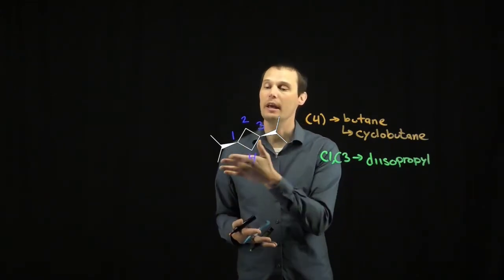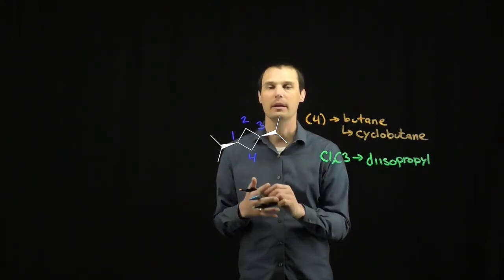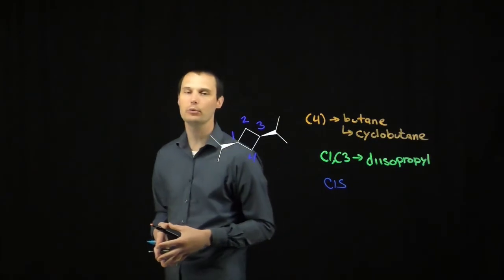And finally, we should indicate whether those groups are cis or trans to each other. They are both on wedges. They're both on the northern face of the molecule, the top face of the molecule. So this is a cis relationship between these 2 isopropyl groups.